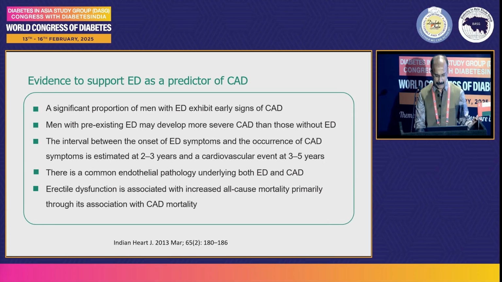Coming to the relation between coronary artery disease and erectile dysfunction, a significant proportion of people with ED exhibit early signs of coronary artery disease. And the interval between the onset of erectile dysfunction symptoms and the occurrence of coronary artery symptoms is estimated to be around 2 to 3 years, and they usually develop cardiovascular events within 3 to 5 years.